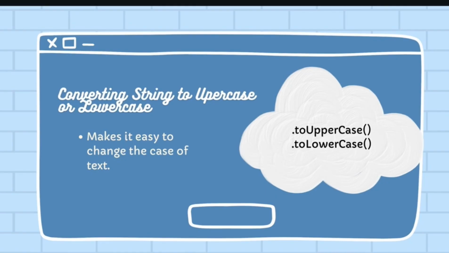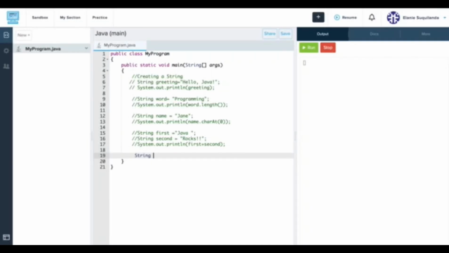Converting strings to uppercase or lowercase. Java makes it easy to change the case of the text, changing the looks of it. Here our string will be called phrase, and it will say, coding is fun. In System.out.println, to make it all uppercase, we will put within the parentheses phrase.toUpperCase(). This will print out the outcome as all uppercase. For a lowercase style, we will put System.out.println phrase.toLowerCase().